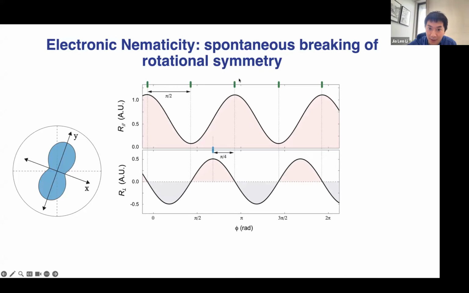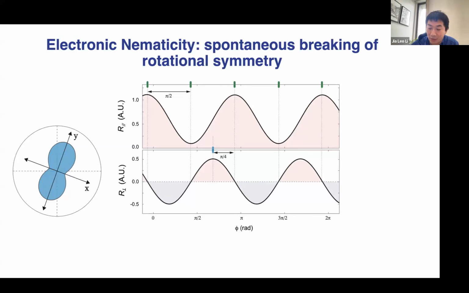The green solid line at the top highlights the direction of the mirror axis, right? And along each mirror axis direction, longitudinal resistance is either maximum or minimum, and transverse resistance is 0. So that naturally accounts for the pi periodicity, because there are two mirror axes. It also accounts for the phase shift of pi over 4 between the longitudinal and transverse channel, right?